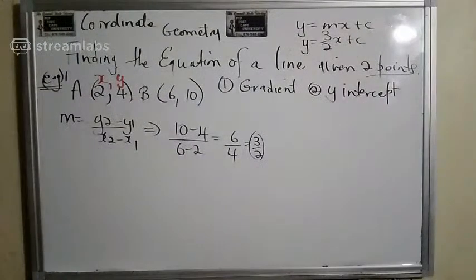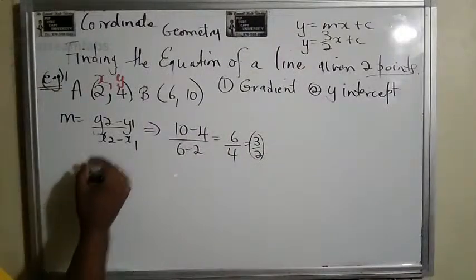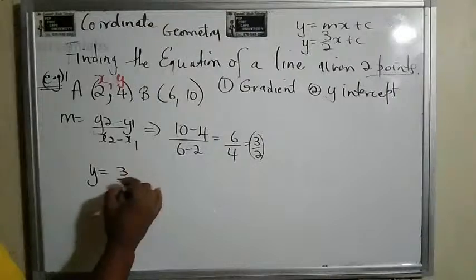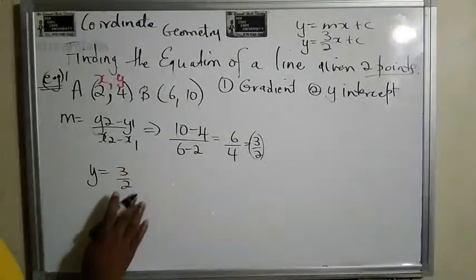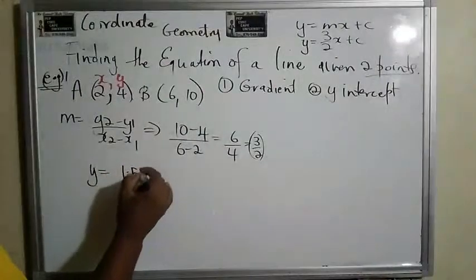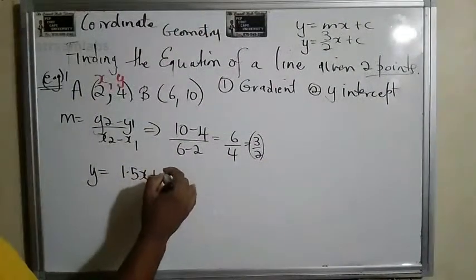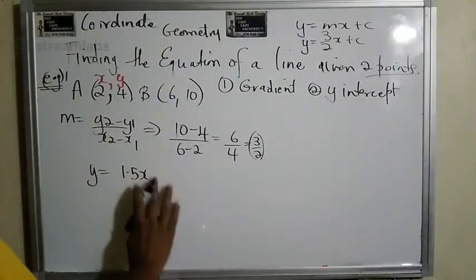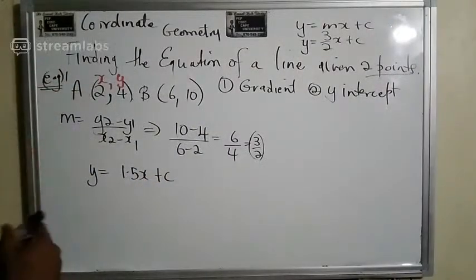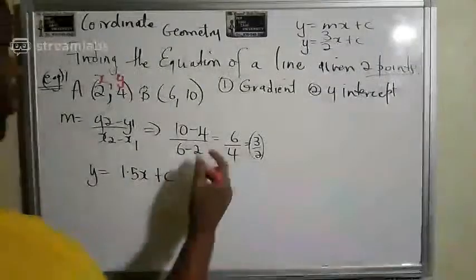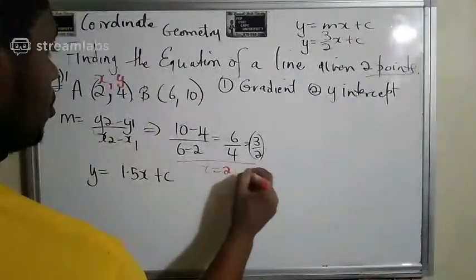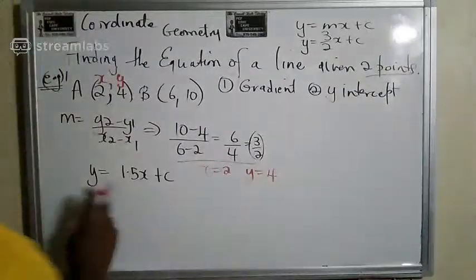Alright, so let's go, guys. Right back to the form, what we get: y equals 3 over 2. I'm just going to put 1.5 so people don't get confused, since some people have never seen it before. So y equals 1.5x plus c. We're going to use the point (2, 4), so x is equal to 2 and y is equal to 4, and we put that in the equation.